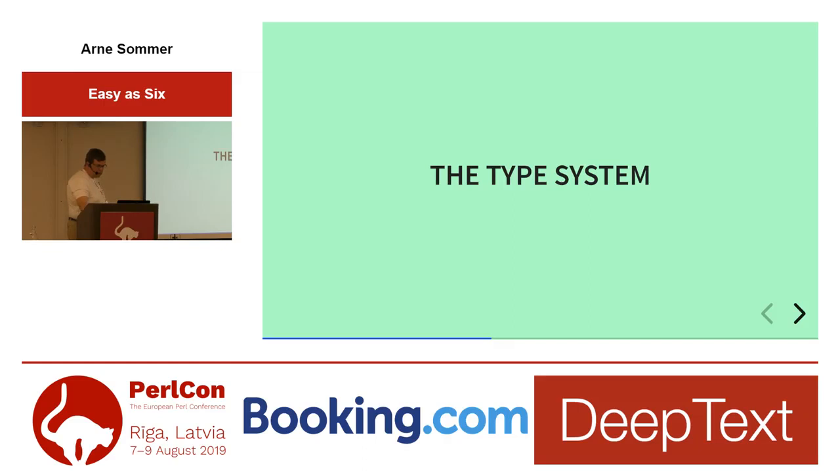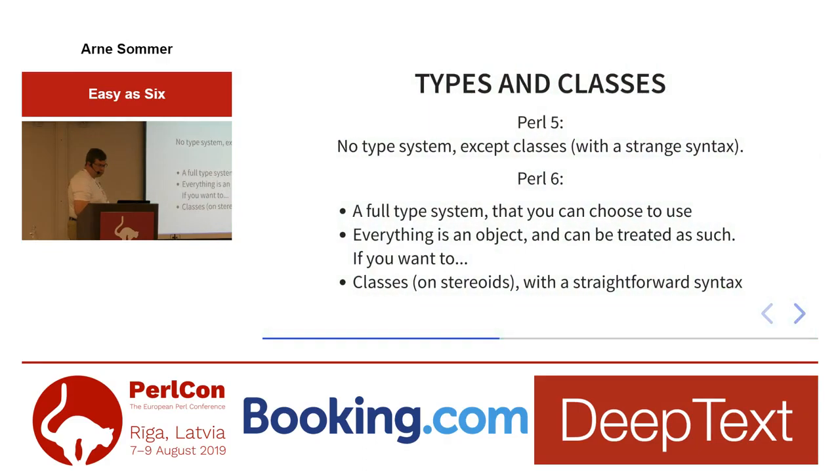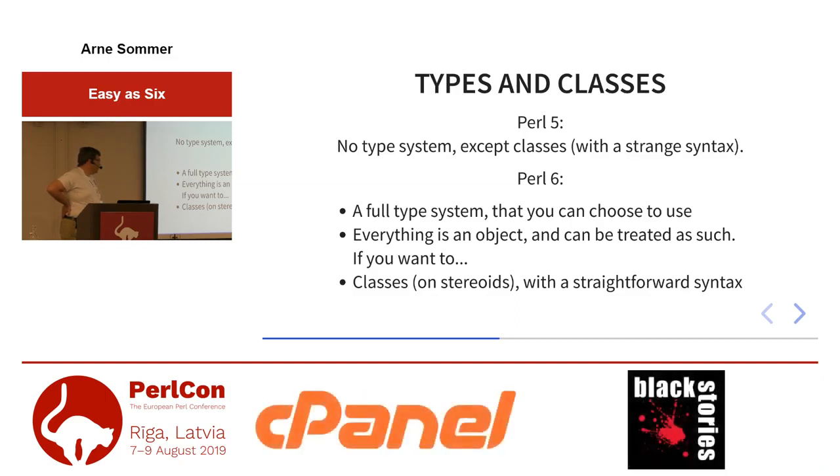The type system. In Perl 5 we have no type system except classes with a strange syntax. In Perl 6 we have a full type system. We can choose to use it if you want to, or ignore it. But everything is an object and can be treated as such, if you want to. And we have classes.